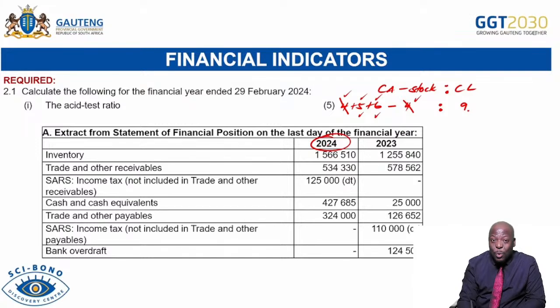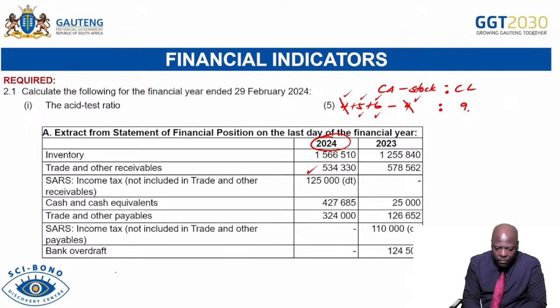Okay, so remember we're in 2024. We're not going to add inventory and subtract it. It is a waste of time. Just leave it out completely. So I'm going to start off with my note number 5. That is my trade and other receivables. To get my trade and other receivables, I'm given an amount here, which is 534,330.